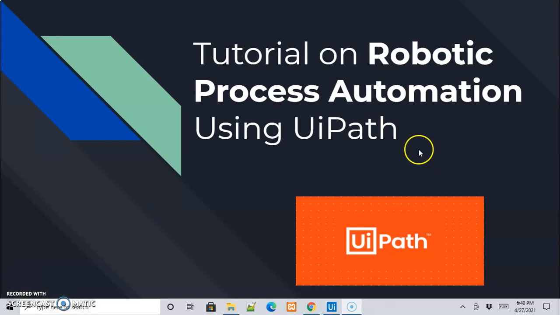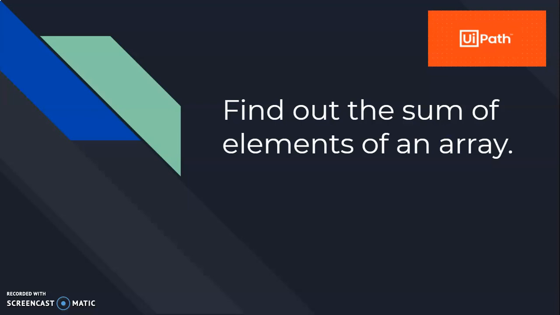Hello and welcome to the tutorial on robotic process automation using UiPath. In this tutorial, we are going to build a workflow to find out the sum of the elements of an array. Initially, we will be defining an array consisting of integer type of elements, and we will be looping through all the elements of the array, and we will find out the sum of all the elements of the array.